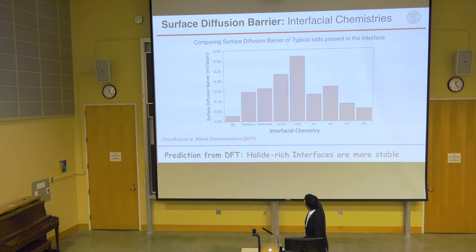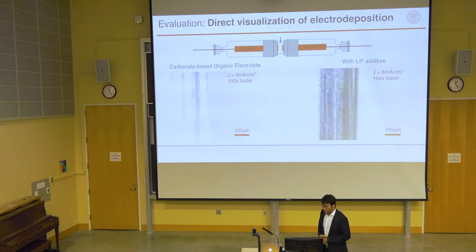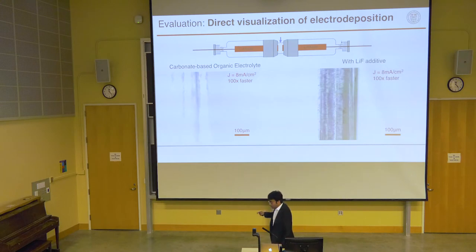However, interestingly, we found that all halide salts have very low surface diffusion barrier. So what it's saying here is that if we have halide salt at the interface, then the surface diffusion barrier would be much lower, and you can have stability. So now to test out this hypothesis from the DFT calculations, we performed a direct visualization experiment. And in this case, we did not use a separator to stop the dendrite.